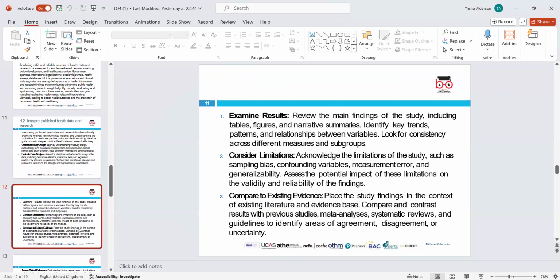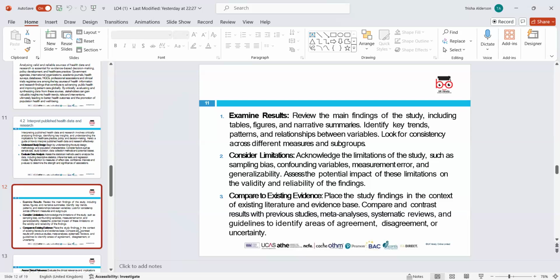You need to look at the limitations, consider the limitations. Look at the sampling bias, confounding variables, any measurement error, and the generalization. Assess the potential impact of these limitations on the validity and reliability of the findings. Did they make a difference? Did they affect anything?